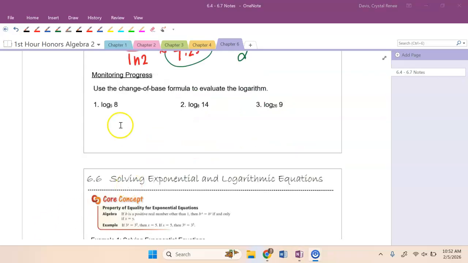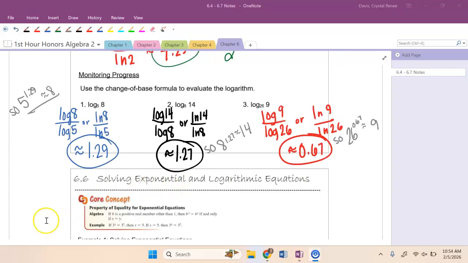If you want more practice, go ahead and do these 3 on your own real quick, and then I'll do them and you can go over your answers. All right, so this is what you should have gotten.